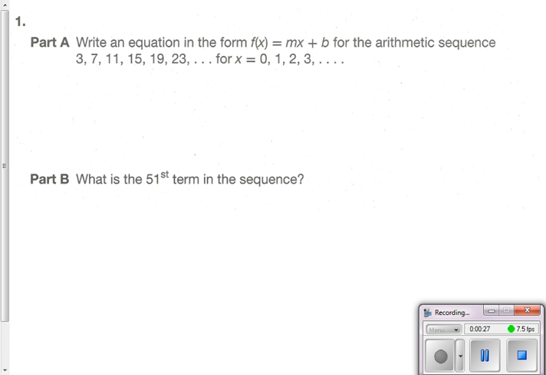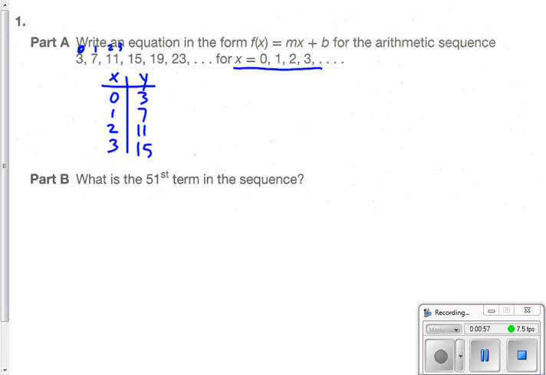In part A, it says write an equation in the form f of x equals mx plus b for the arithmetic sequence. They give us the sequence here. Sometimes it's easiest to go ahead and set it up as a table. They're telling you here are our x values. So in your table, you have an x, you have a y. Here's 0, 1, 2, 3. This would obviously be term 0, 1, 2, 3. So we'd have 3, 7, 11, and then 15.